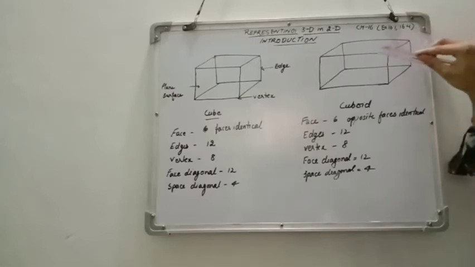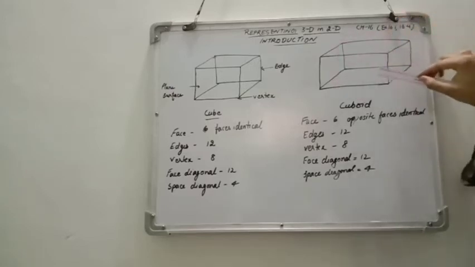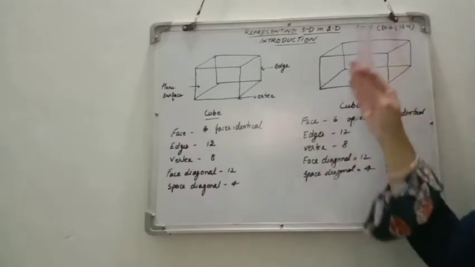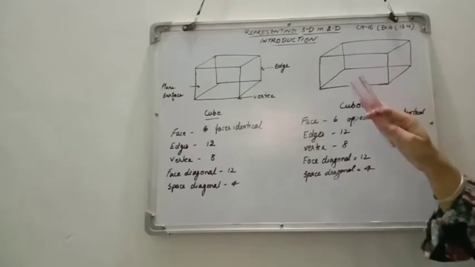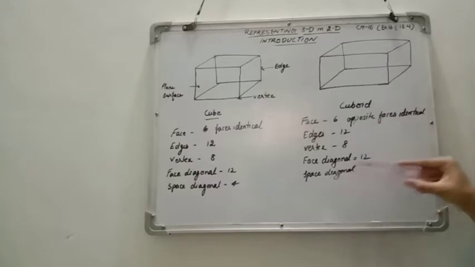Same is in the cuboid. Total 6 faces are there: face 1, 2, 3, 4, 5, 6. But opposite faces are equal and all are in a rectangular shape. In the same way, 12 edges are there, 8 vertices are there, face diagonals 12 and space diagonals 4, same as a cube.